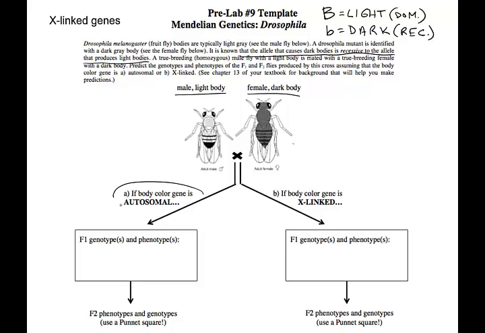All right, now you're asked to imagine two scenarios. In the first, the gene that controls body color is autosomal, and in the other scenario, the gene that controls body color is on the X chromosome. It's X-linked. All right, let's think about autosomal first.